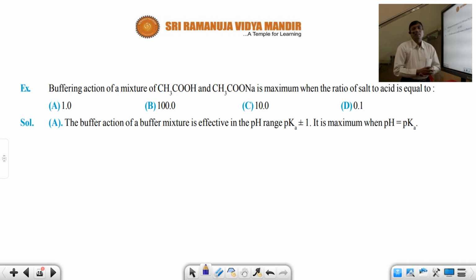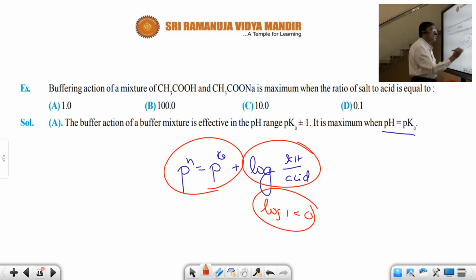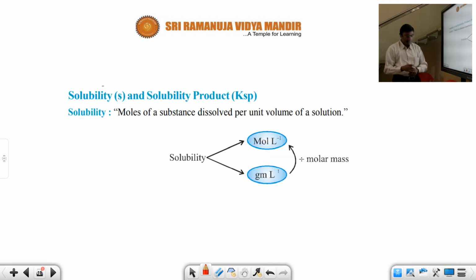In my earlier discussion of the theory associated with the buffer solution, particularly buffer action, I conveyed that the buffer action will be maximum when the concentrations of acid and salt are equal. When both are equal, pH is equal to pKa is feasible, because log salt by acid becomes log 1, and log 1 is equal to 0. So this part will disappear and pH is equal to pKa. Hope you are very clear. That is where you get the maximum buffer action.